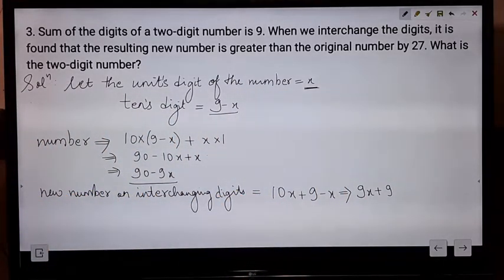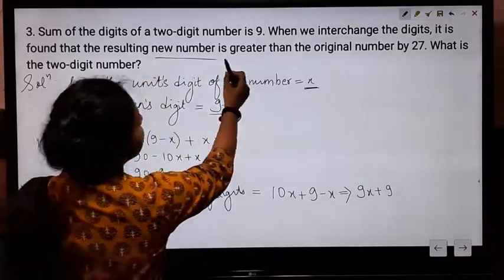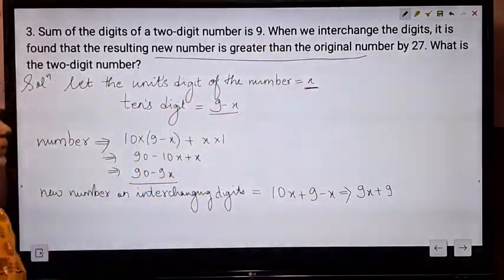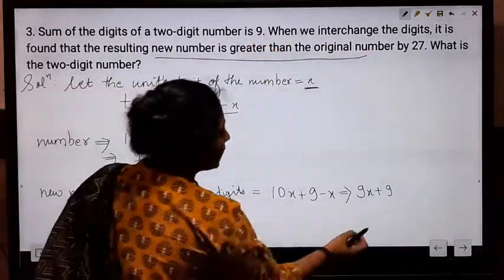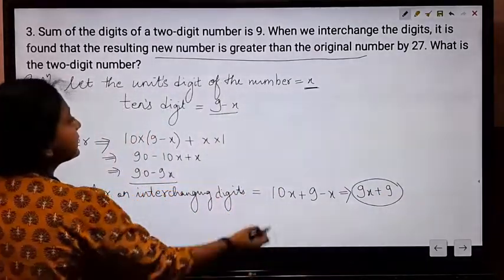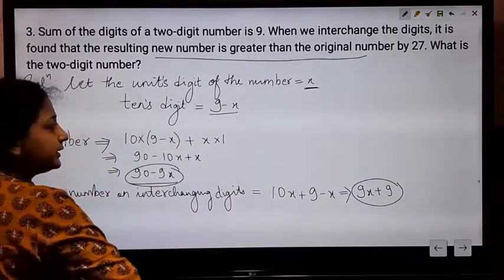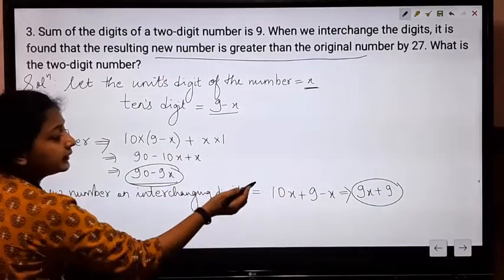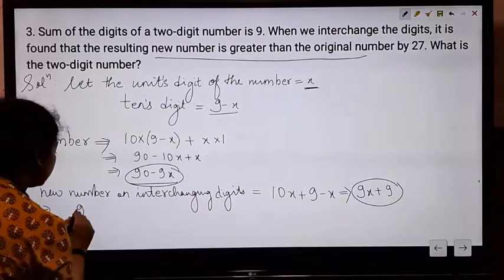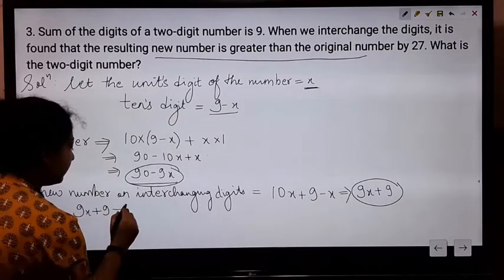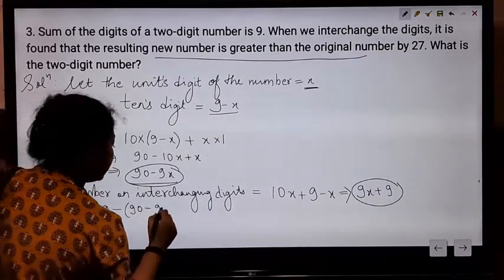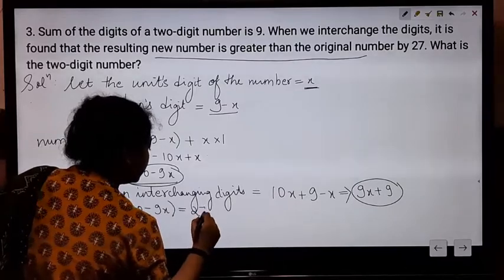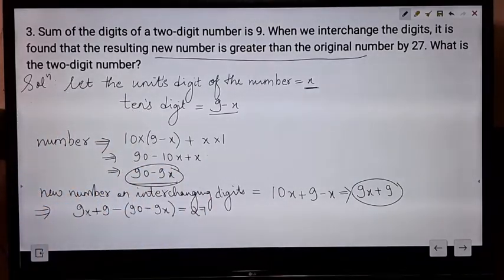Now further the question is telling us the new number is greater than the original number by 27. This means this number is greater than this number by 27. So what can we do? This means the difference between these two numbers is 27. So (9x plus 9) minus (90 minus 9x) equals 27. This is what the question is telling us.